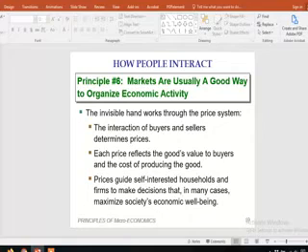The invisible hand works through the price system. The interaction of buyers and sellers determines the price. If there are two persons, one seller and one buyer, their mutual consent determines the price. What is the price of the good in the market? Each price reflects the good's value to buyers and the cost of producing the good. Prices guide self-interested households and firms to make decisions that in many cases maximize society's economic well-being. That is simple. Markets play a more powerful role in society.